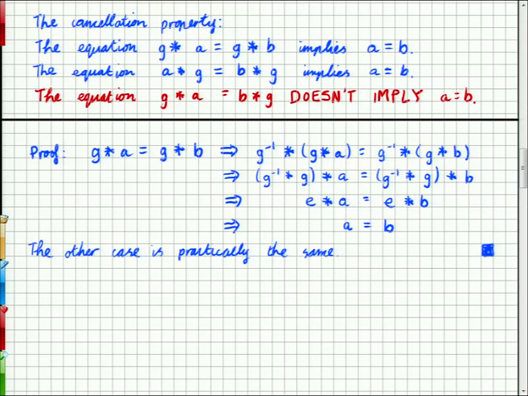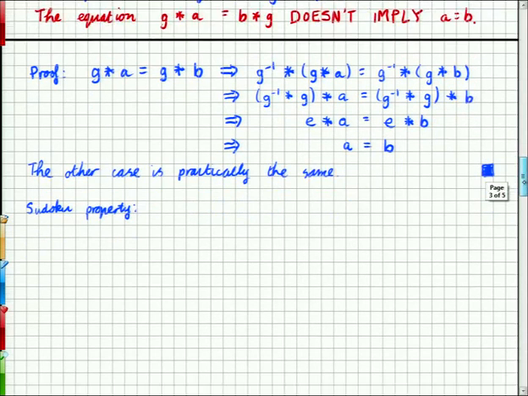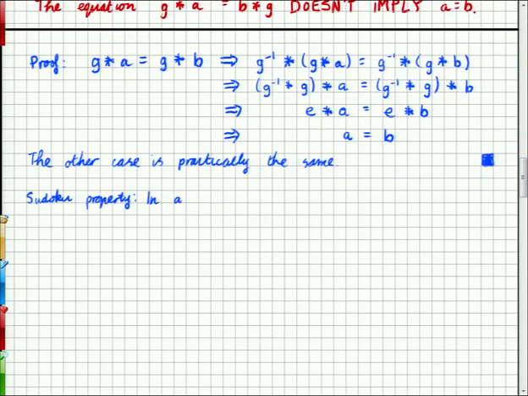Okay, and I'm going to finish by telling you about the Sudoku property, which says this: in a Cayley table, each symbol, or each element of the group, appears exactly once in each row and column.